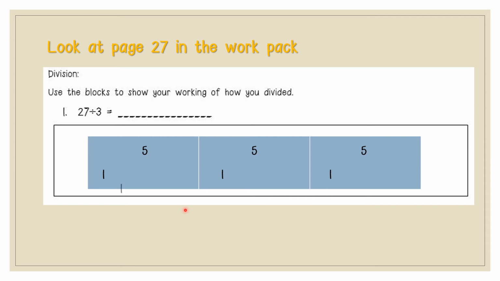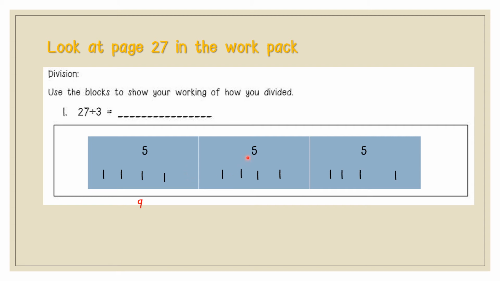17, 18, 19, 20, 21, 22, 23, 24, 25, 26, 27. So now each block we shared it equally with our total number of 27. So now let's look in the first block and see how much is in one block. So 5 plus 1 is 6, 7, 8, 9. Yes, we have 9 in the first block.